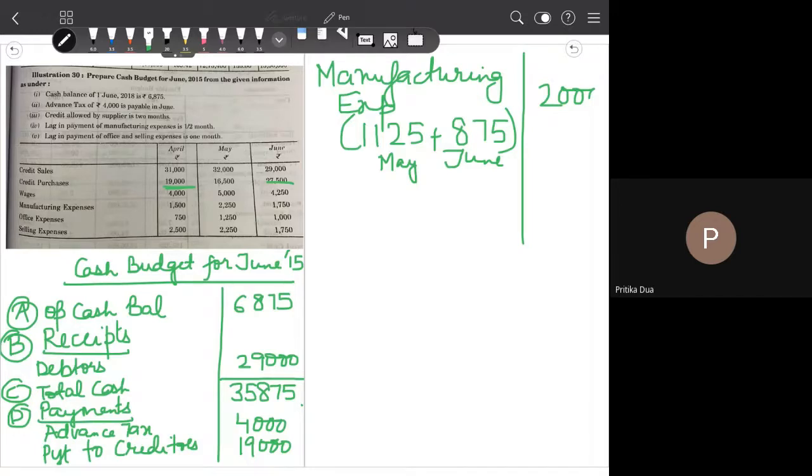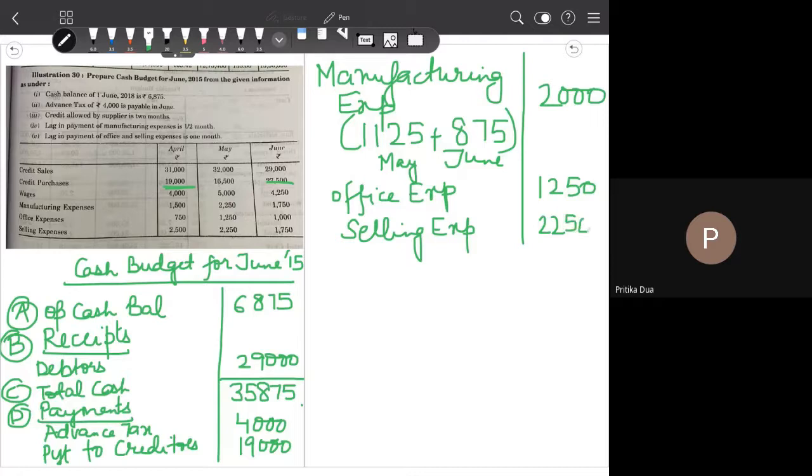Then lag in payment of office and selling expenses is 1 month. So office expenses of May will be paid in the month of June, as well as selling expenses of May will be paid in the month of June. So these are the expenses. Wages के बारे में कुछ नहीं लिखा हुआ, तो इसका मतलब जो इस मंथ की wages हैं वही आप इस month में pay कर रहे हो. Okay, so this gives you E as the total cash payments.